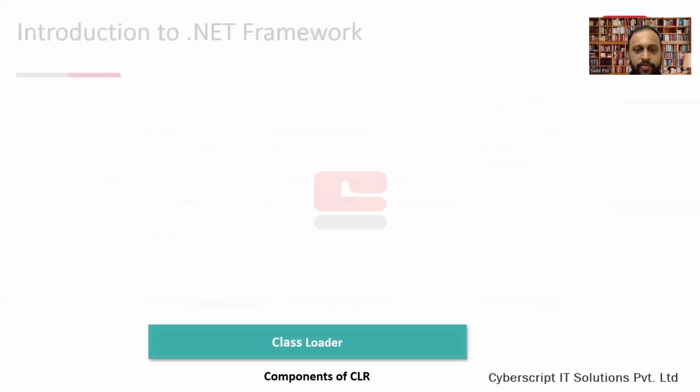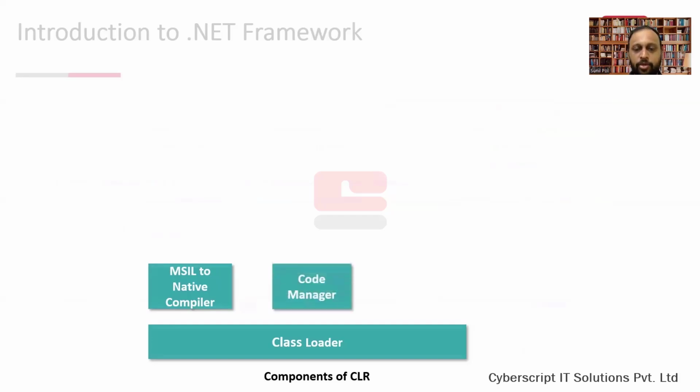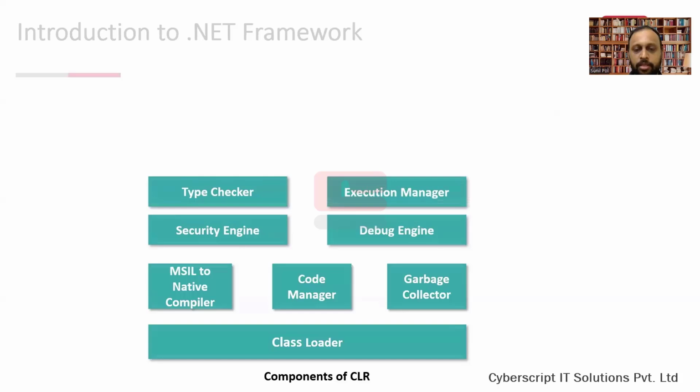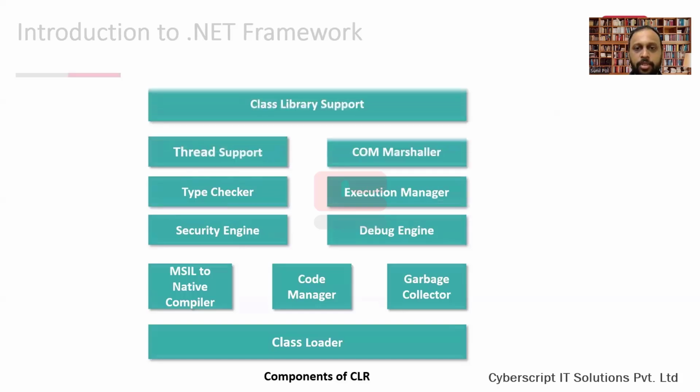So let's check the components of the CLR. The first component is the class loader. The next is the MSIL to native compiler. As we already discussed, MSIL is the Microsoft Intermediate Language. The CLR will convert this MSIL to native code with the help of the JIT compiler. The next one is the code manager. The next component is the garbage collector, which is responsible for freeing the memory of objects from the heap that are no longer in use. The next ones are the security engine, debug engine, type checker, execution manager, thread support, COM marshaller, and class library support.